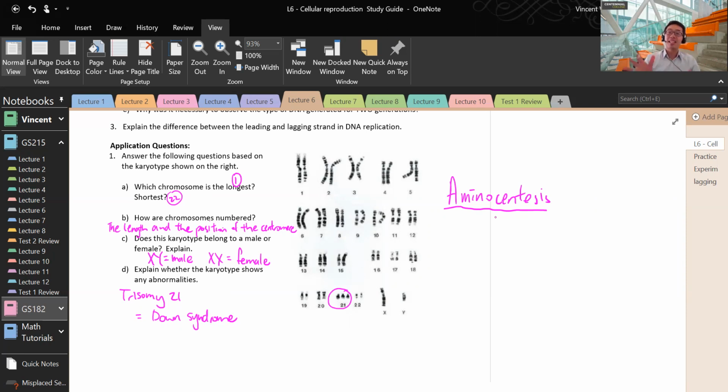In any case, you can take a little bit of that fluid with the needle, extract the baby's cells from it, and look at the DNA of the baby.